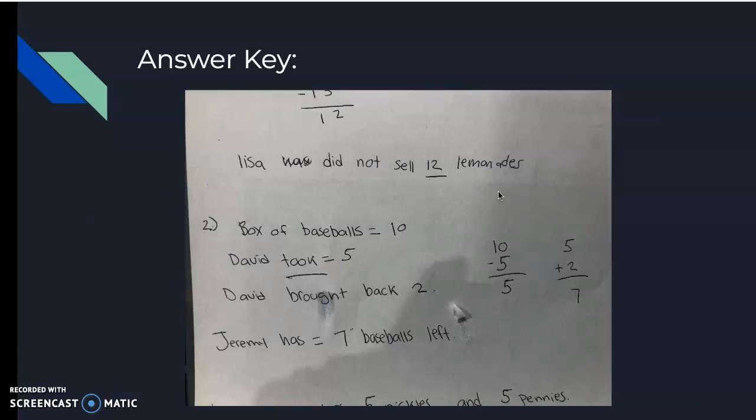How he did it was he first started with a box where he labeled all the baseballs at first. He labeled the amount that was taken away. He labeled the amount that was brought back. And just like the previous problem, he solved it in columns and was able to come up with the final answer, that Jeremy has 7 baseballs left.